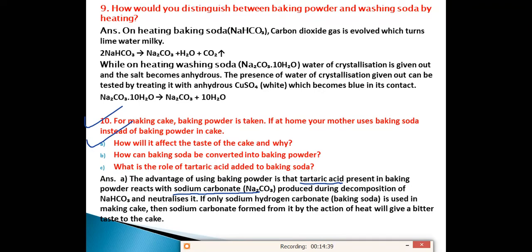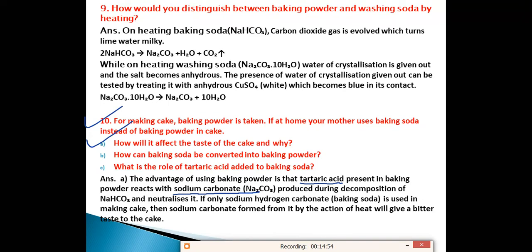So what will tartaric acid do? It will neutralize the sodium carbonate formed during the decomposition of NaHCO3. So if only sodium hydrogen carbonate is used in making cake, then sodium carbonate formed from it by the action of heat will give a bitter taste to the cake.